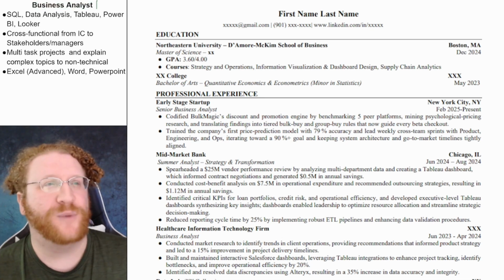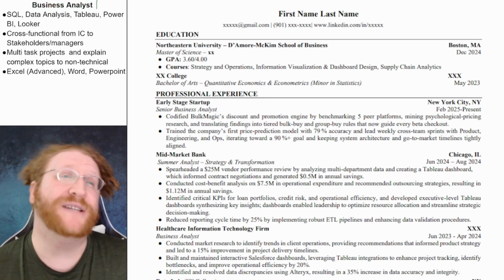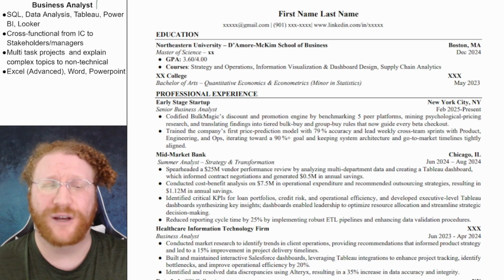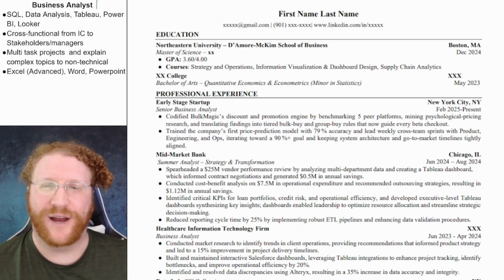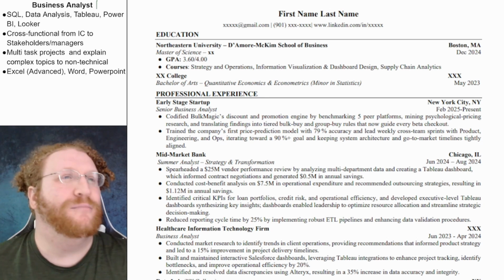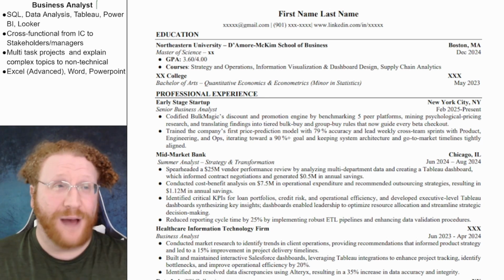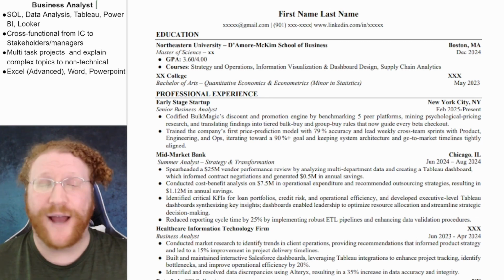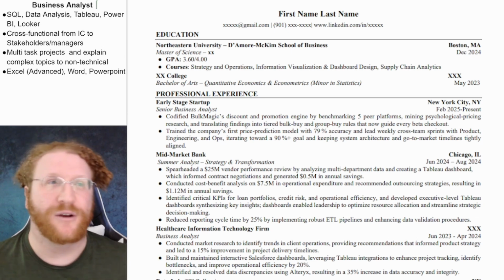So the first person we have up is a business analyst. Now, they said business analyst, strategy, and consulting roles. I was not able to find a big difference between them, so this is broad spectrum business analyst keywords. It may not be 100% correct, but it should be at least mostly correct.